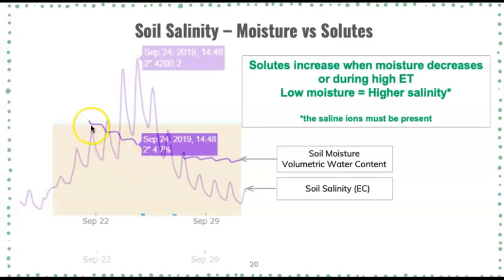So this darker purple line, the one that is trending down, is our soil moisture, and you can see as the soil moisture goes down, our salinity goes up. As our moisture goes down, our salinity goes up, and that is a trend that you would expect. Our solutes increase when moisture decreases or during high evapotranspiration times. So the lower the moisture, the higher the salinity, and vice versa.